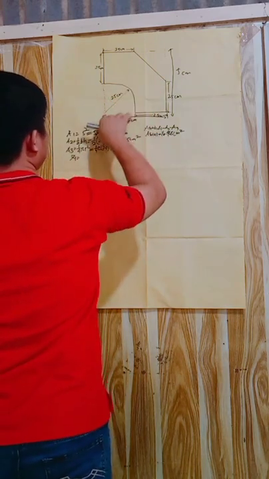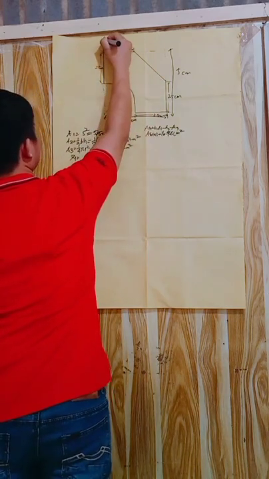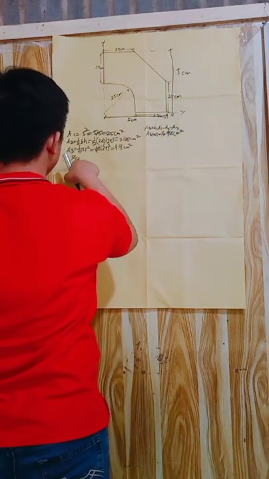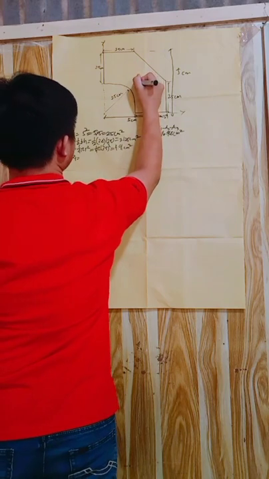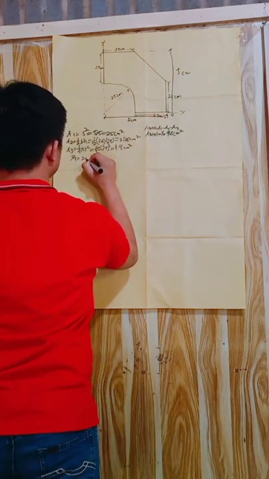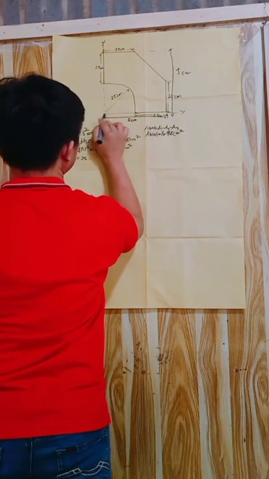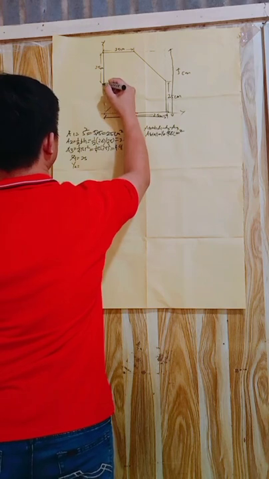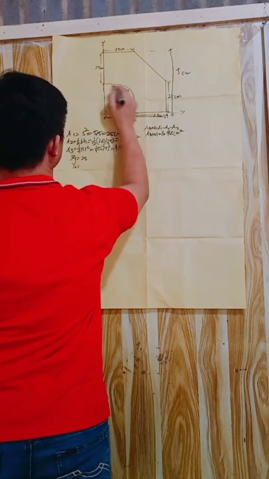So x bar sub 1, so this is the reference, x bar sub 1 is 2.5 here. And then y bar sub 1 is 2.5 also, because of this.